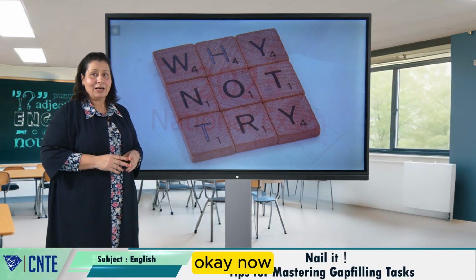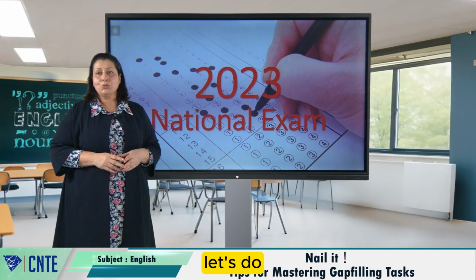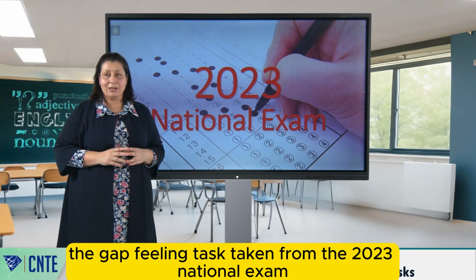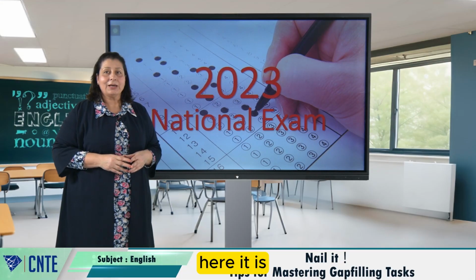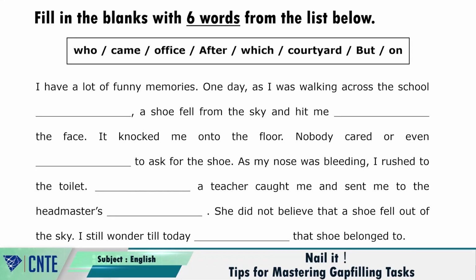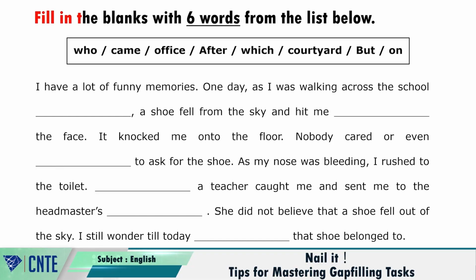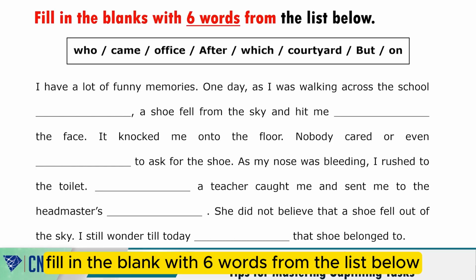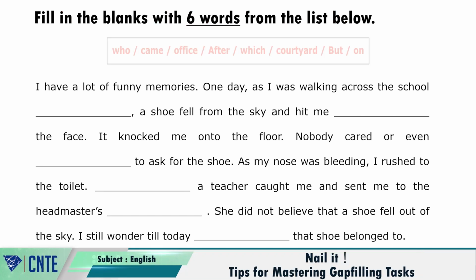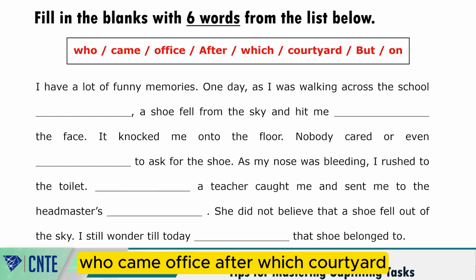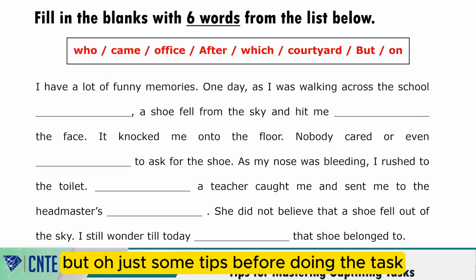Okay, now let's do the gap filling task taken from the 2023 national exam. Here it is. Let's read the instruction. Fill in the blank with 6 words from the list below. And the words are: who, came, office, after, which, courtyard, bat, on.